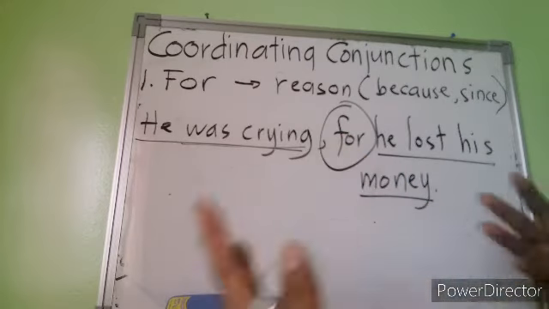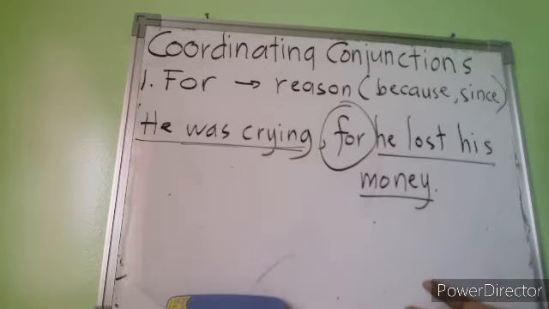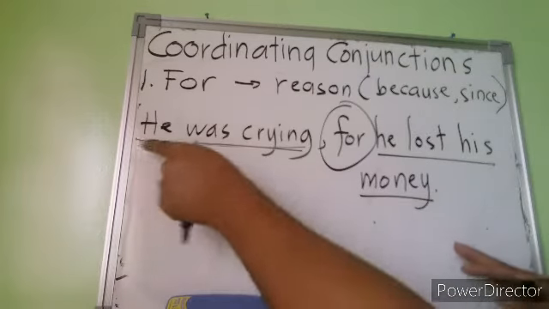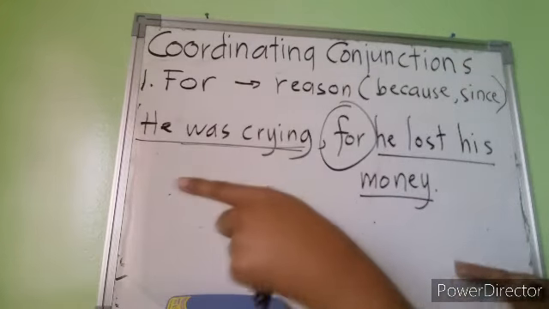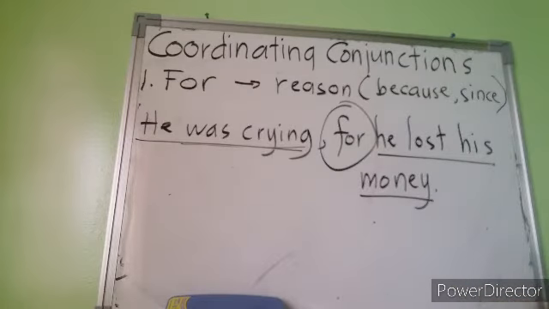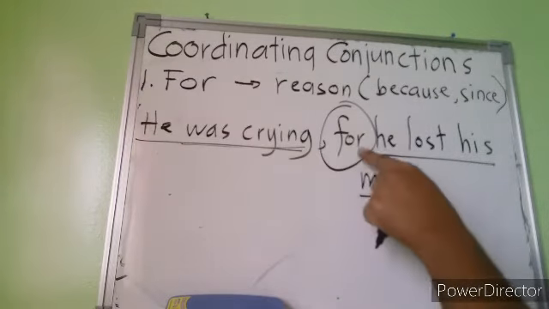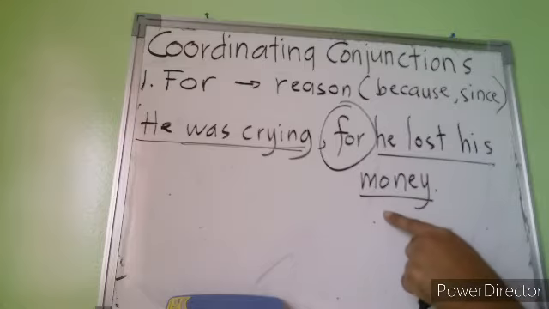Why? It's just for pausing. We don't want to read the two sentences fast, so we need to pause for a while. He was crying, for he lost his money, something like that. So he was crying because he lost his money.